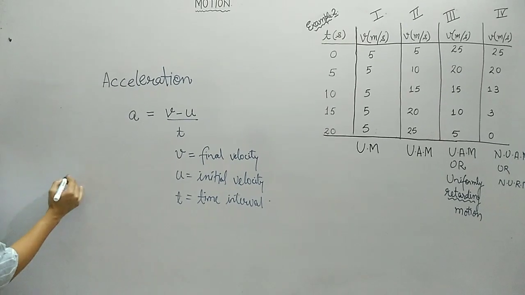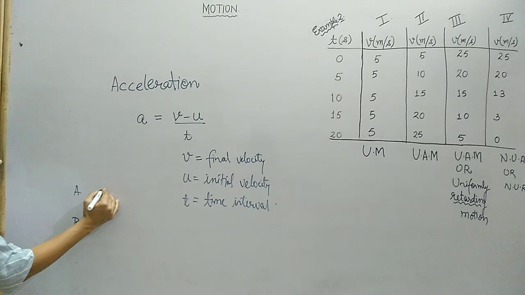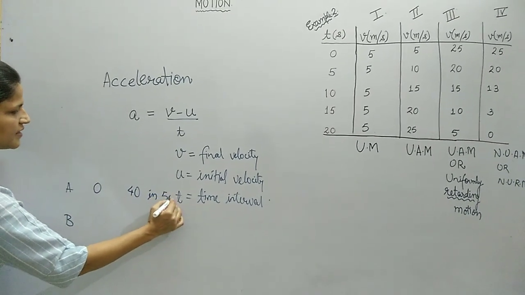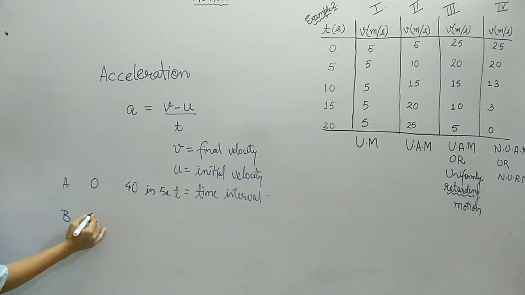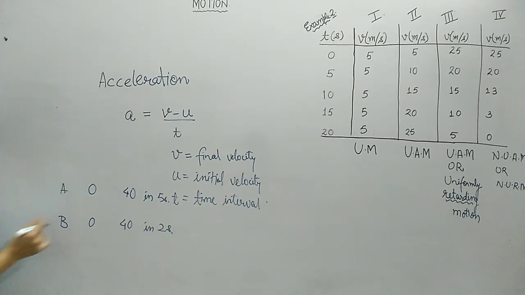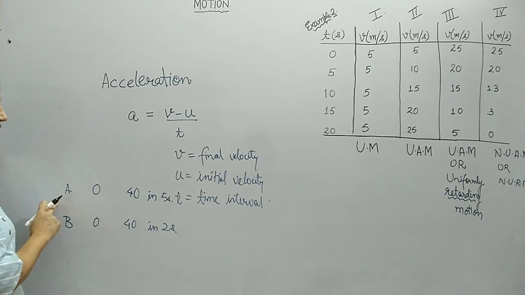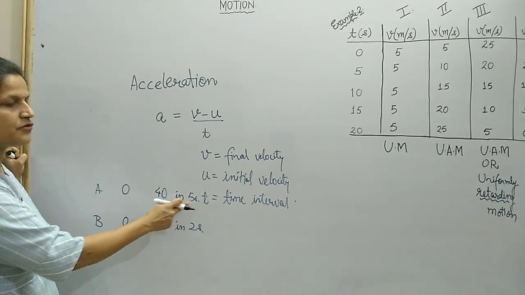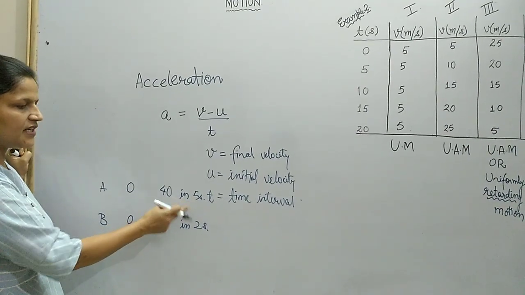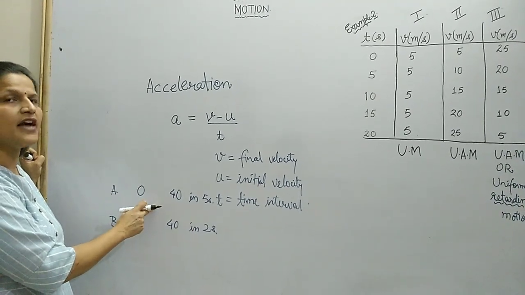For example, suppose there are two cars A and B. The speed of car A changes from 0 to 40 in 5 seconds, whereas for car B, its speed changes from 0 to 40 in 2 seconds. So we see that the change in velocity for both the cars is the same, but in case of car A, the change is produced in greater time as compared to car B. So the acceleration produced in car B will be more as compared to acceleration in car A.